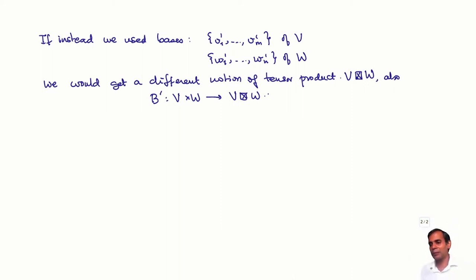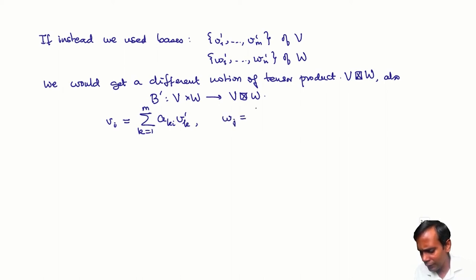But what I want to say is that these two vector spaces, or these two notions of tensor product, are somehow the same. We can identify the vectors in one with the vectors in the other very naturally. So to do this, let's firstly take Vi. This is an element of V, and so this element can be expanded in terms of any basis of V. So let's expand it in terms of this basis V1 prime, V2 prime, dot dot dot, Vm prime. So this, let's say, is equal to the sum over k from 1 to m of a_ki V_k prime. And similarly, let's say Wj is the summation l from 1 to n of b_lj W_l prime.